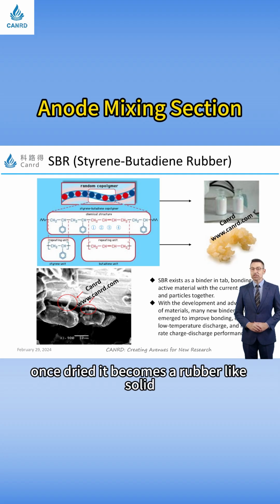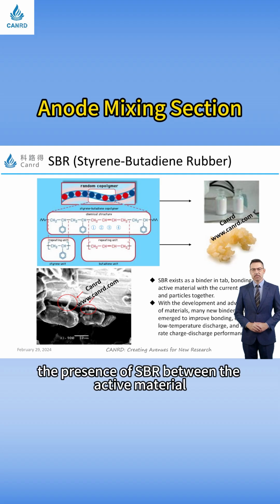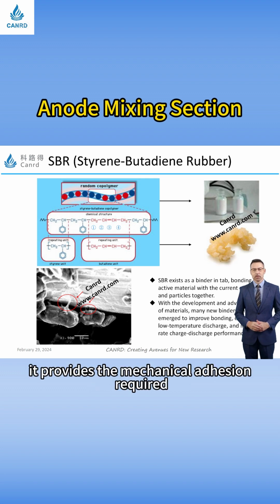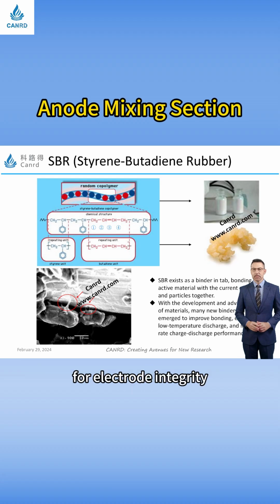Once dried, it becomes a rubber-like solid. In SEM images, the presence of SBR between the active material particles and the current collector can be clearly observed, illustrating how it provides the mechanical adhesion required for electrode integrity.